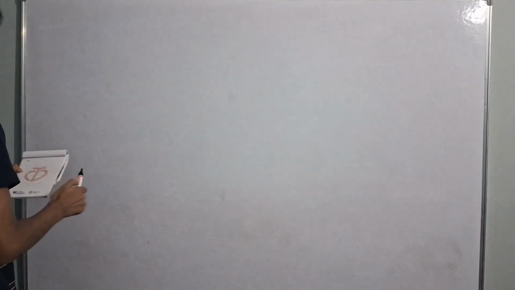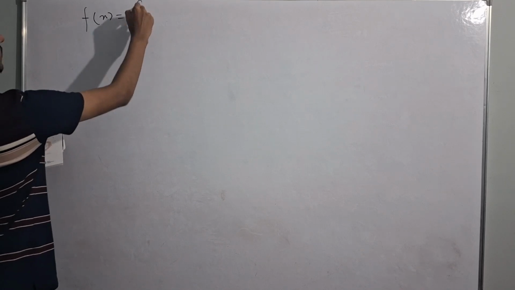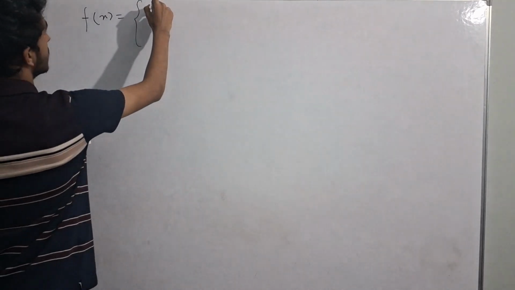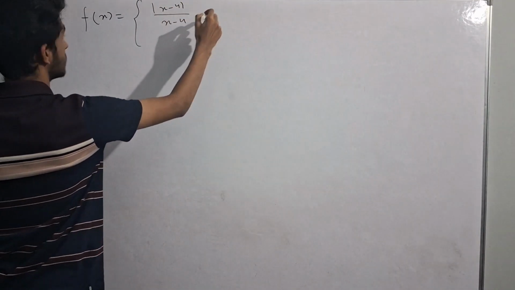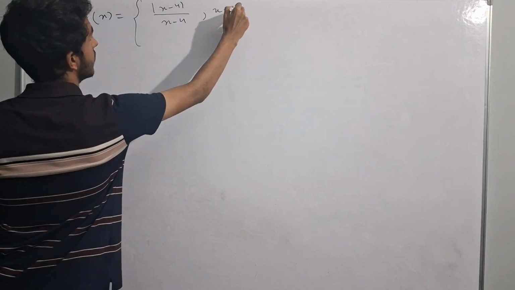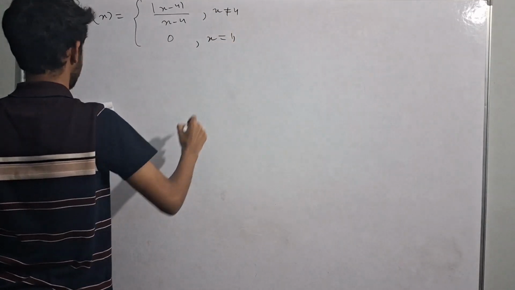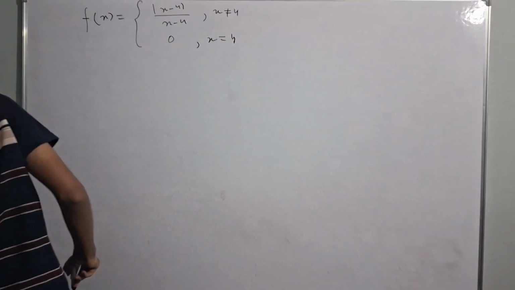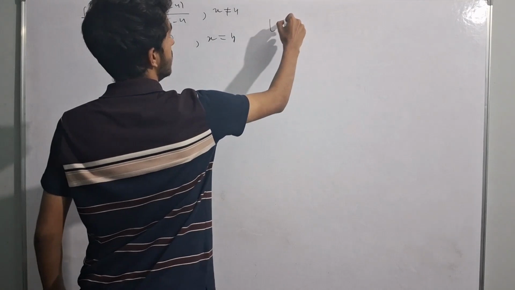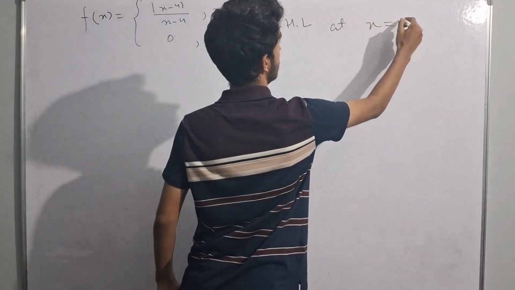Alright, so let's just start with the first question of the video. The function of x is given by mod of x minus 4 upon x minus 4, for x not equal to 4, and 0 at x equal to 4. So let's find the left hand limit at x equal to 4.